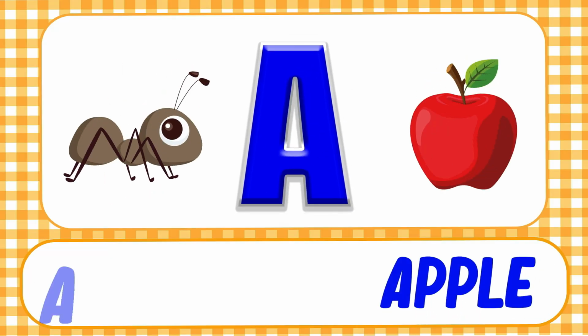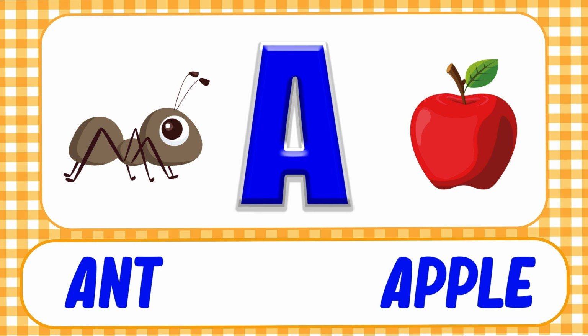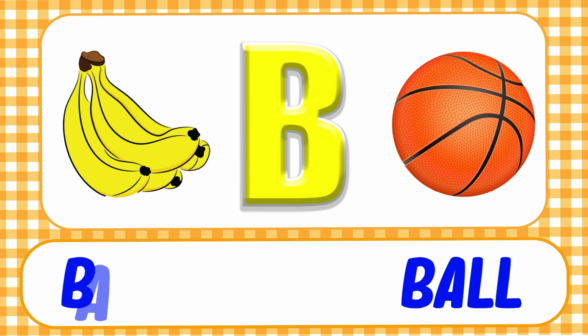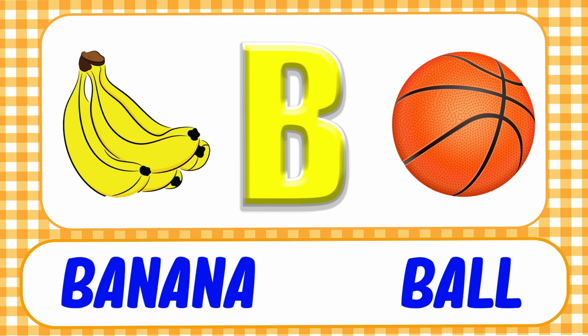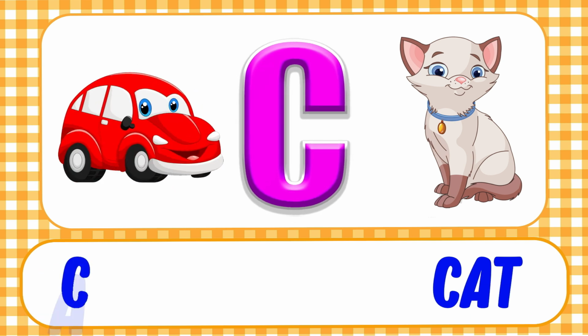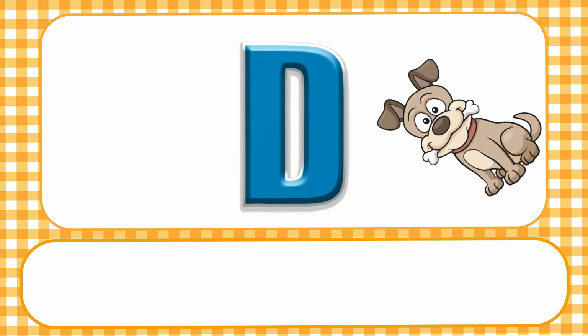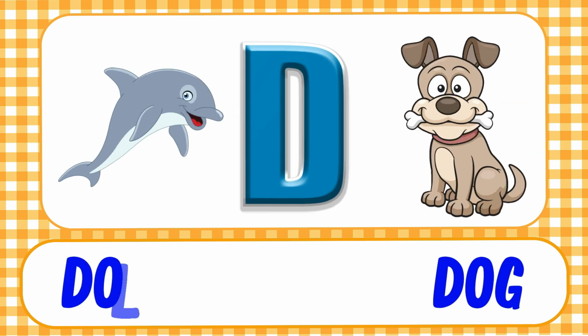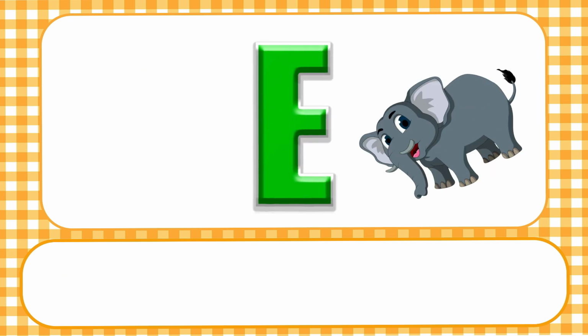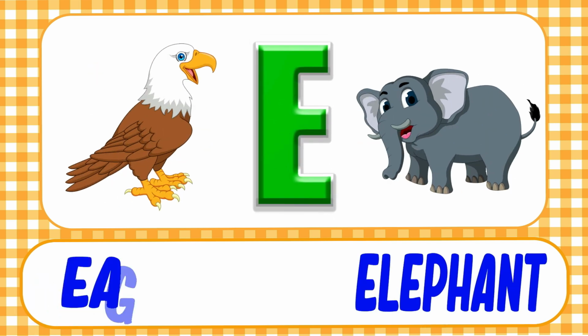B, b, b, ball. B, b, banana. C, k, k, cat. K, k, car. D, d, d, dog. D, d, dolphin. E, e, e, elephant. E, e, eagle.